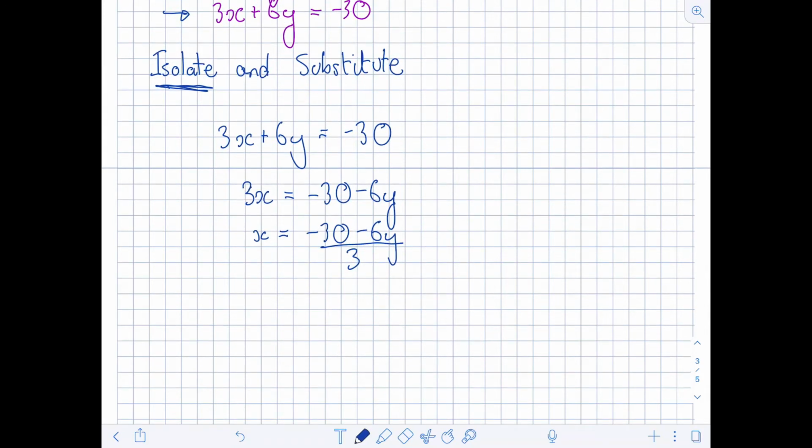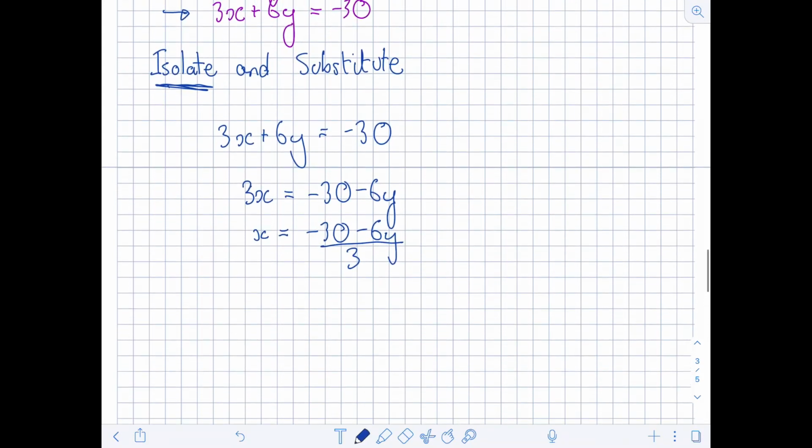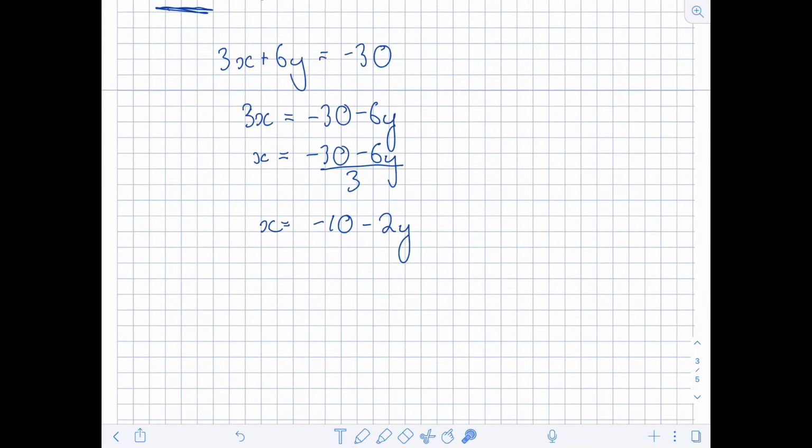To get rid of multiplying by 3, I divide by 3. So we now have x by itself is equal to minus 10 minus 2y. Can you see what I did there? This 3 divides into both of these things. This 3 divides into the minus 30, and it also divides into the minus 6y. So that gives us something quite nice. We now have x isolated.